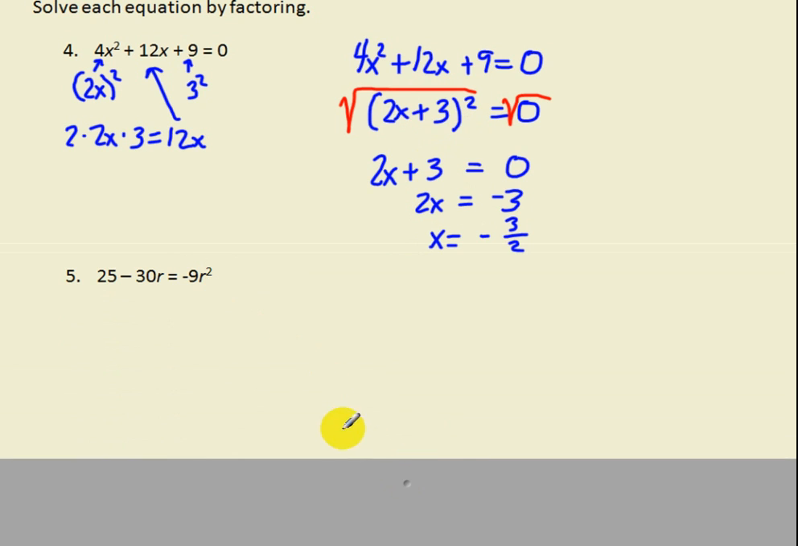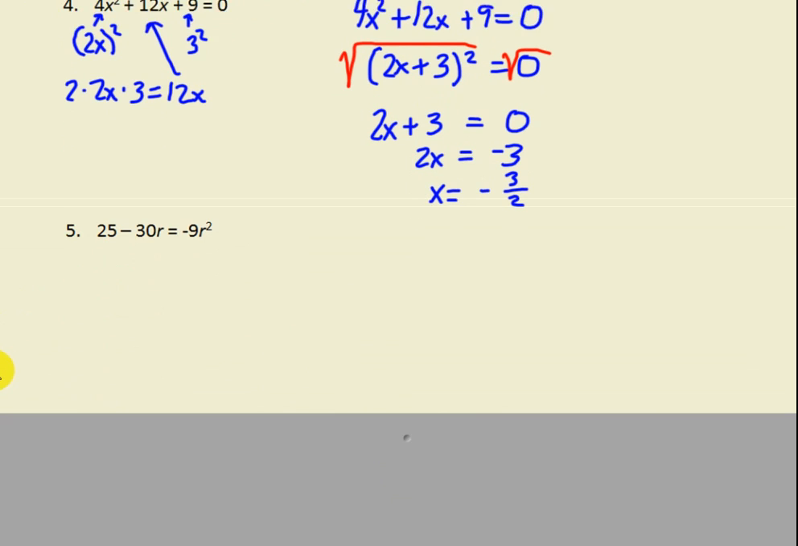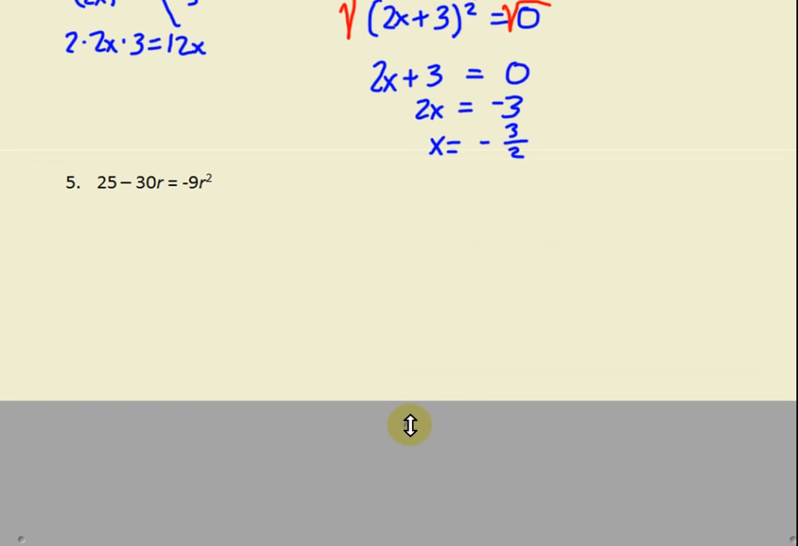Okay, number 5. 25 minus 30r equals negative 9r squared. So we have a quadratic here because we have an r squared term, and remember that in this case we want everything over to one side. Now, generally speaking, I would say we really would like that leading coefficient to be positive. So I'm going to move this negative 9r squared over to the other side by adding 9r squared to each side.